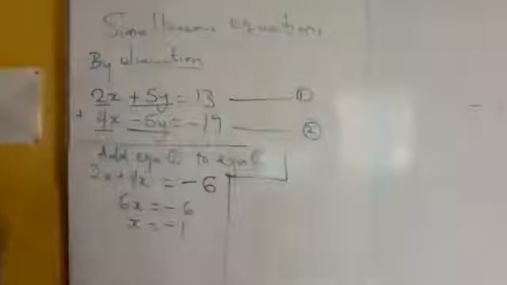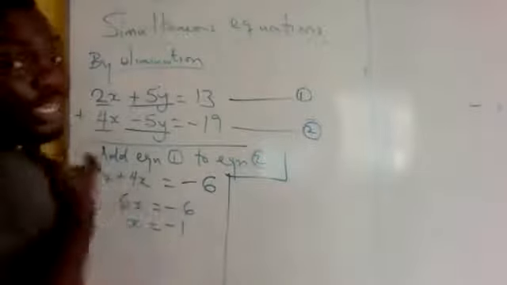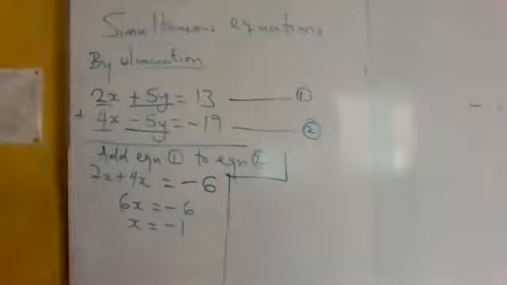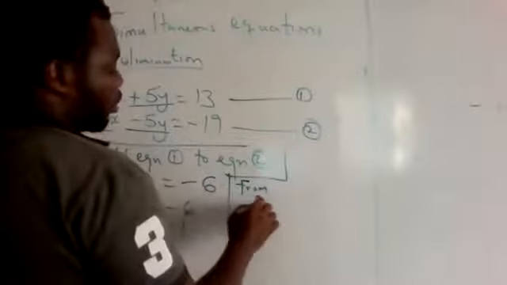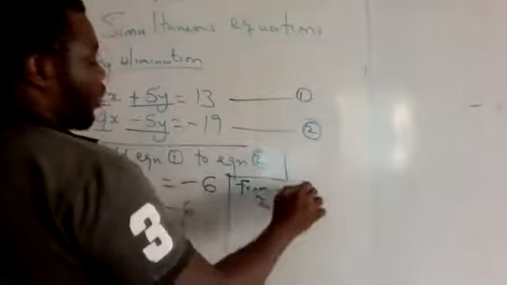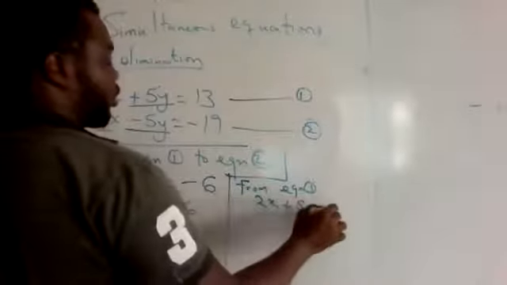Now, you will take any of the equations. If you like, you can take equation 1. This is up to you based on how easy it is for you to solve. So for me, I'm deciding to take equation 1. So that will be from equation 1, which is what? 2x plus 5y is equals to 13.